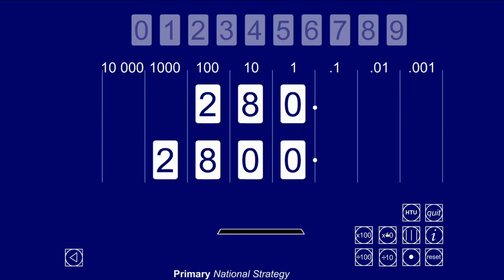And you can see what happens, multiply by 10, divide by 10. Same idea, I'm now going to divide by 100.